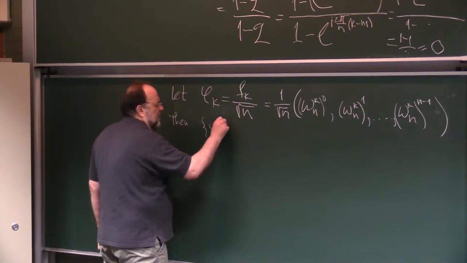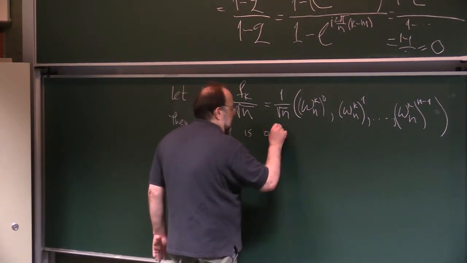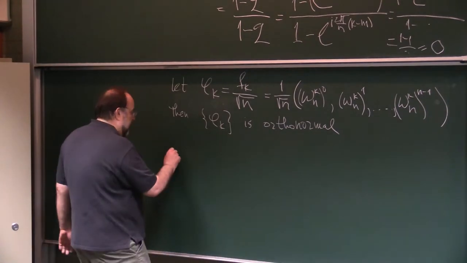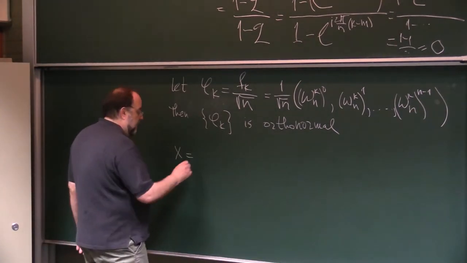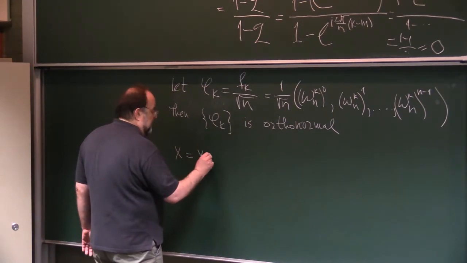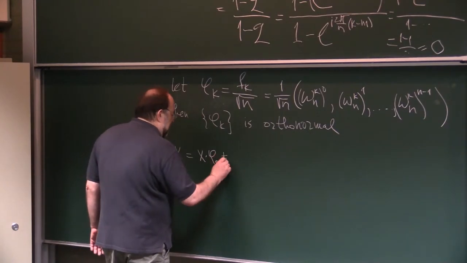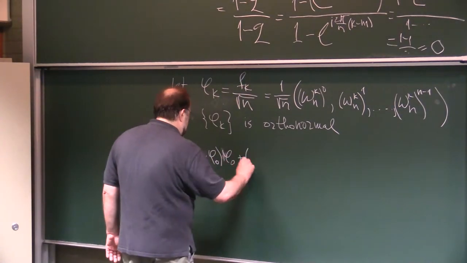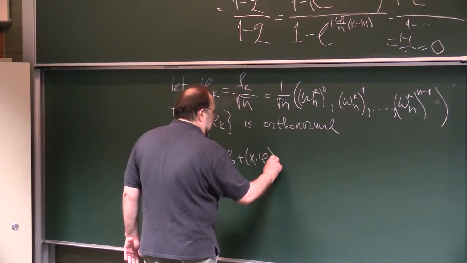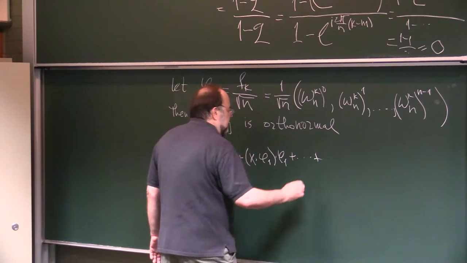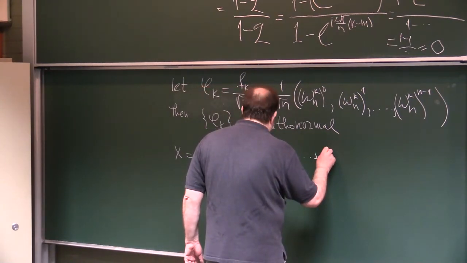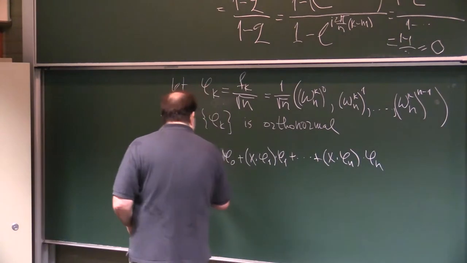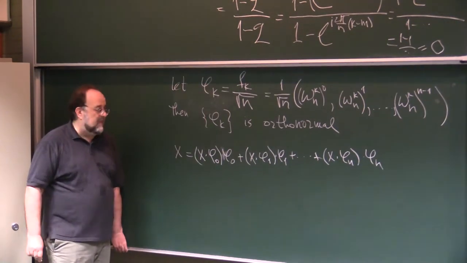This basis phi k is orthonormal. And what do we get now? Any vector x can be written in the form: scalar product of x with phi 0 times phi 0, plus x with phi 1 times phi 1, and so forth, plus x with phi n times phi n. Let's compute what x times phi k is.